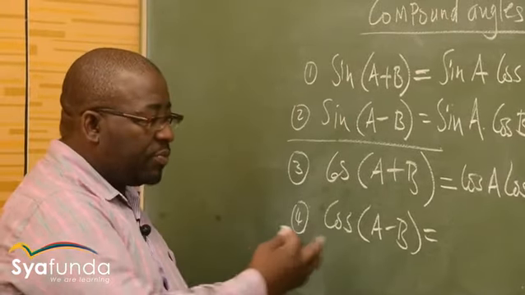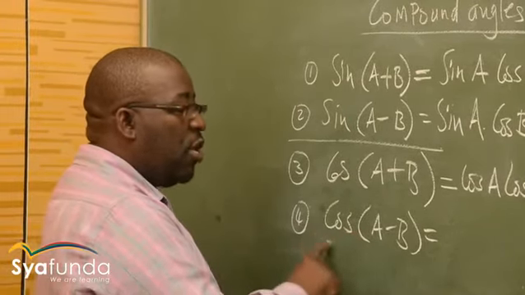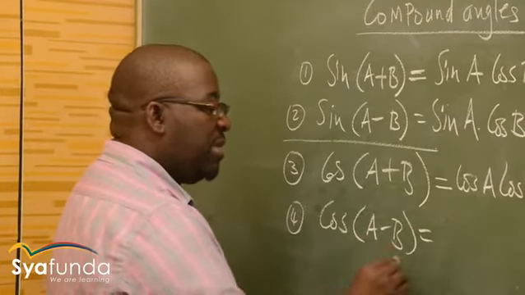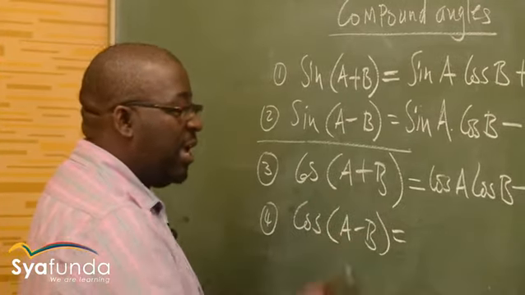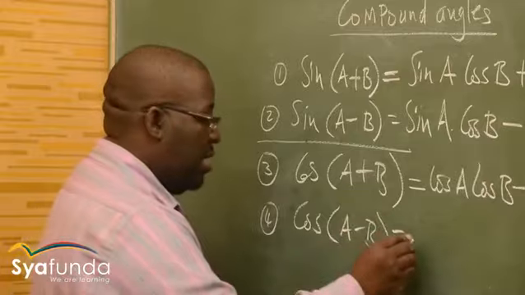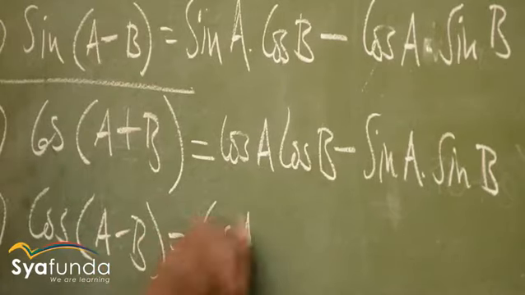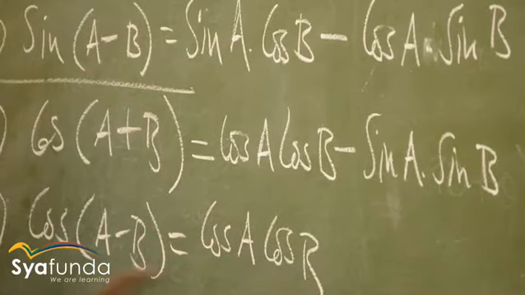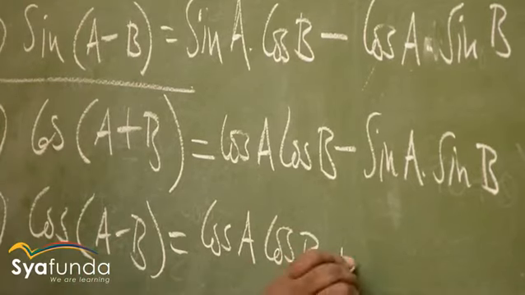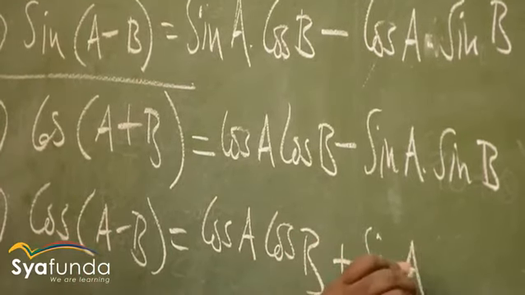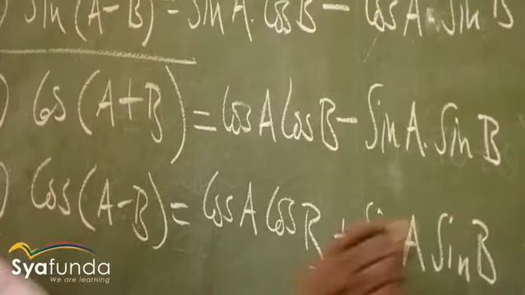Let's move on. A minus B, cos of A minus B. You will spread this as cos, cos, sine, sine. Remember to change the sign. That's the key. This will be cos A, cos B. Change the sign, it will be plus sine A times sine B.